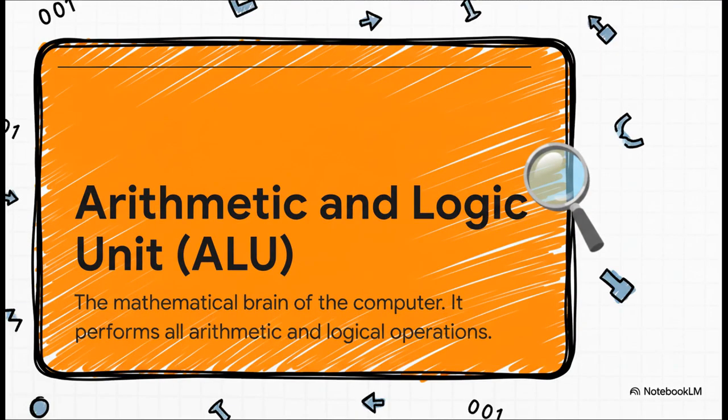Now, let's meet the ALU. This is the office's resident math whiz. Anytime a calculation needs to happen, adding two numbers, checking if one value is bigger than another, that job goes straight to the arithmetic and logic unit. This is the number-crunching heart of the whole operation.